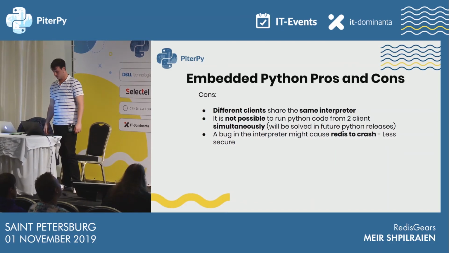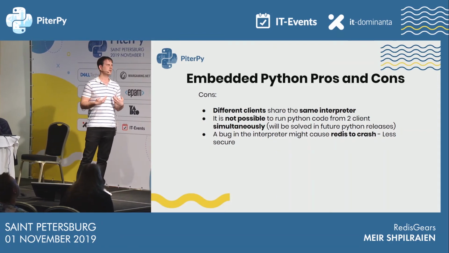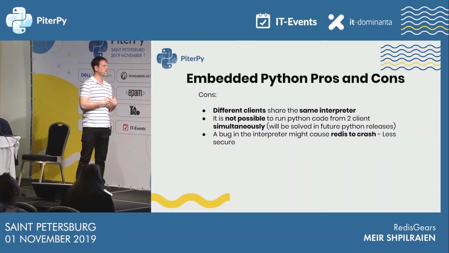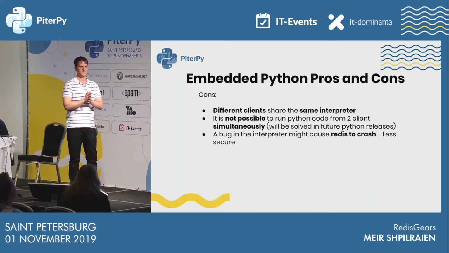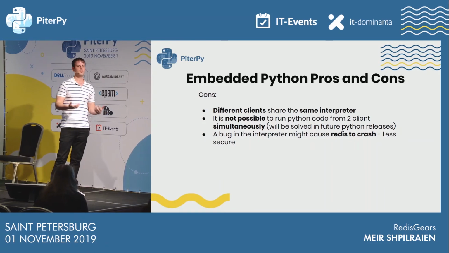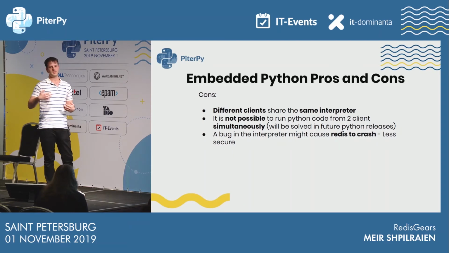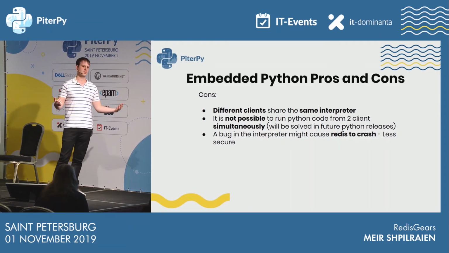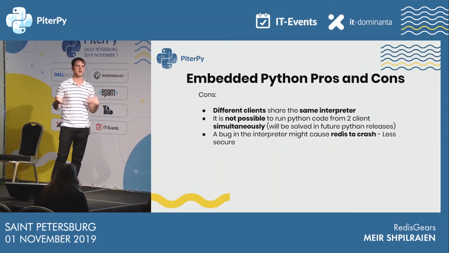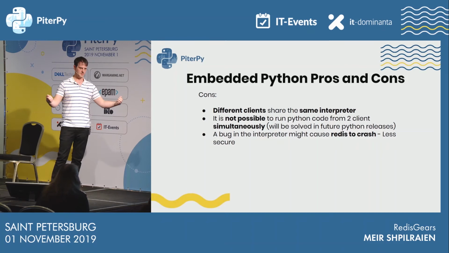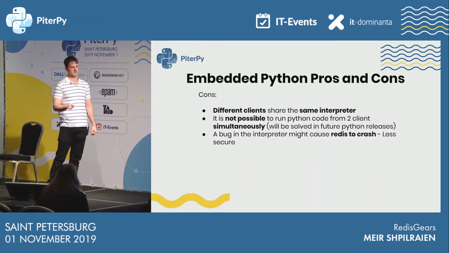Now, why is it not good to use Python embedded inside Redis? First, the same interpreter is used by all clients, so they actually share global variables. If one client is using a variable called A and another client uses a variable called A, and those variables are global, they will see the same values. If I increase it and another client increases it, it will increase by 2. I'm going to talk about how we solve it in a minute.